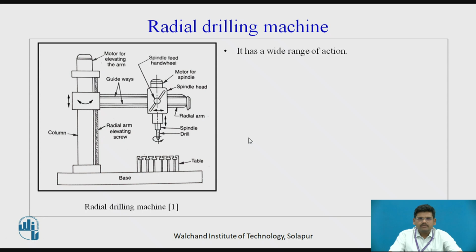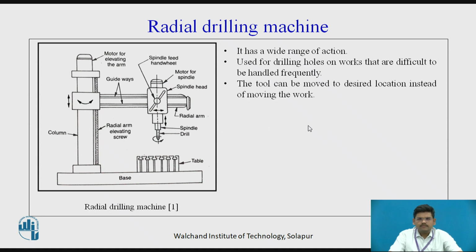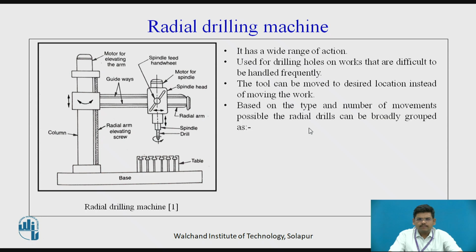Next, radial drilling machine, one of the most widely used machines. Here your spindle can move along this arm, the arm can move up and down, and the table is fixed. So it has a wide range of application, as if the job size is large, you can move the tool to any position on the job. It is used for handling a variety of jobs. The tool can be moved to desired locations.